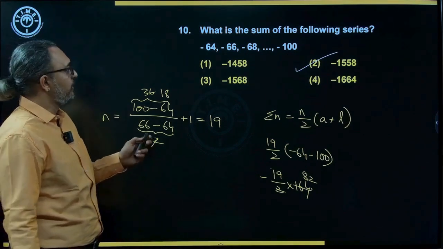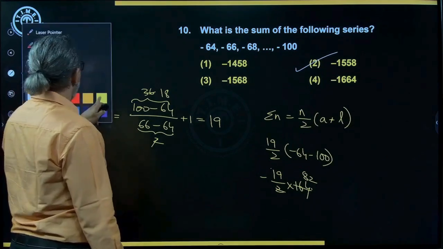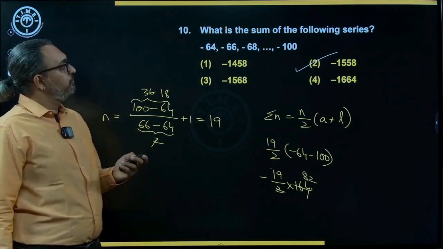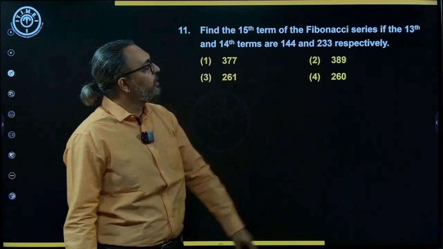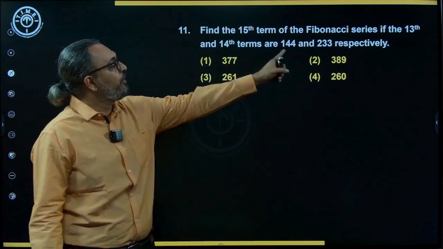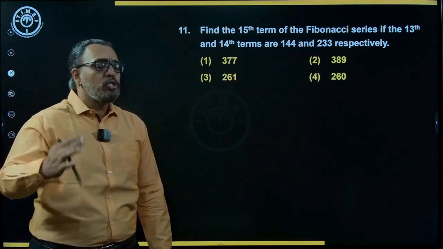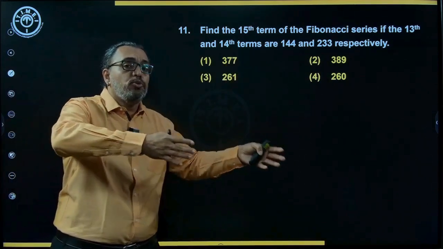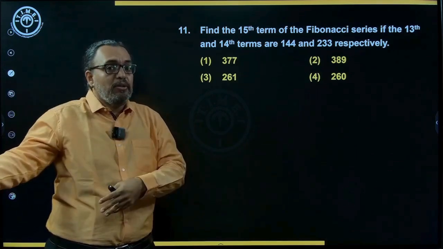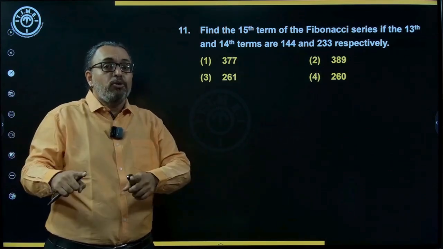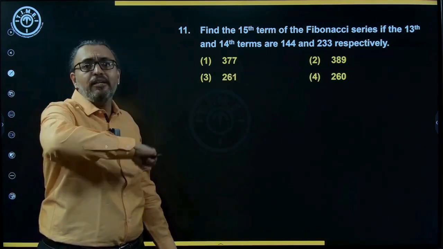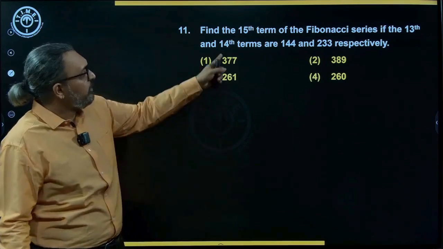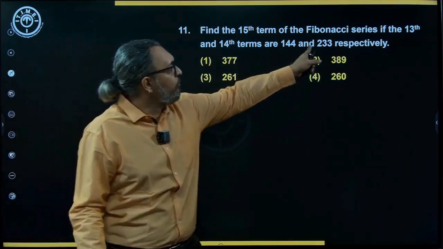Okay. Then the next one. Yes, he's asking find the 15th term of the Fibonacci series if the 13th and the 14th terms are given. Now, what is the logic of Fibonacci series? The previous two numbers, if you add, you'll get the next number. Means first number, second number you add, you'll get the third number. So basically, how will you get the 15th number? By adding 13th and 14th numbers. So the 13th and 14th numbers are given to you, 144 and 233.